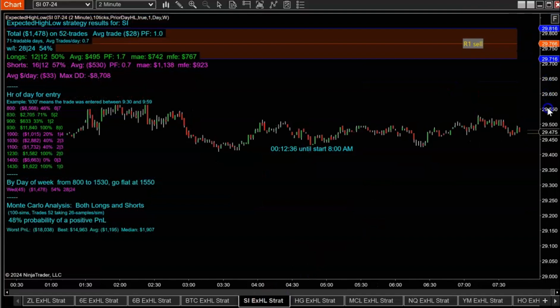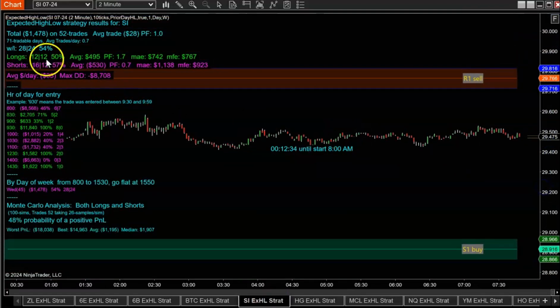All right, so let's take a look now at silver. Silver is longs. We have a 50-50 chance of the S1, but the average trade finishes at 495 positive. The shorts are a 57% winner, but the amount of the win is not enough compared to the amount of a loss. The adverse excursion is 1,100 bucks. If favorable is 923. Profit factor is 0.7. So something to think about.